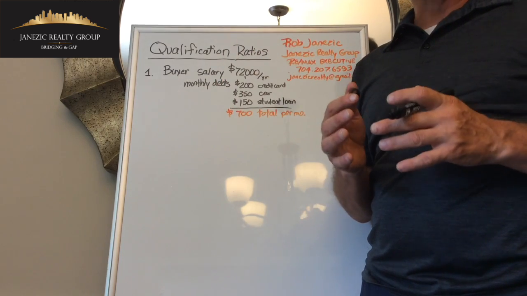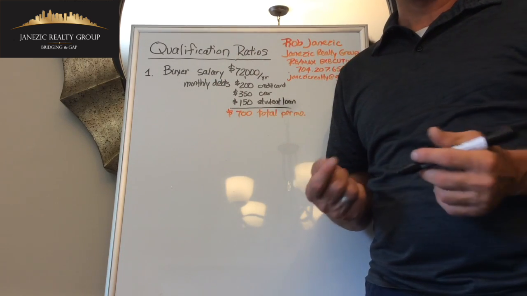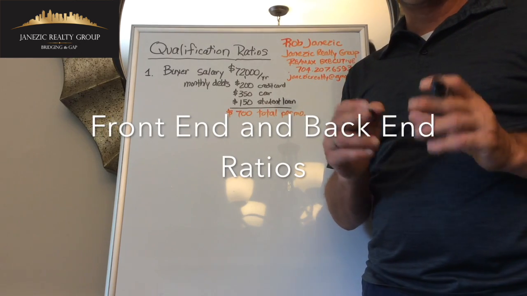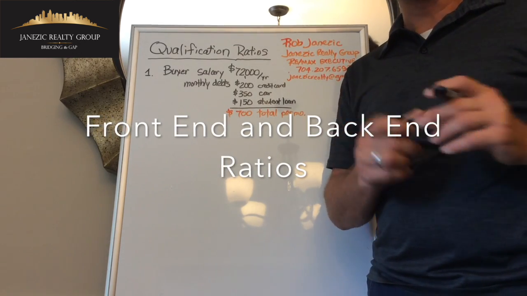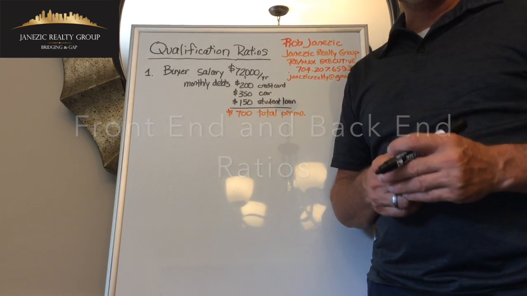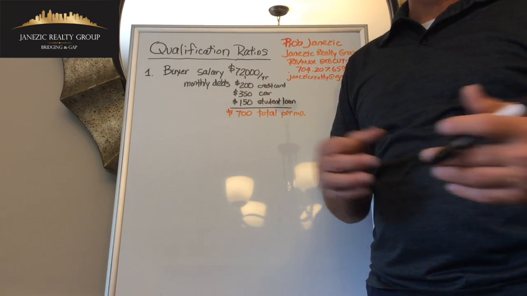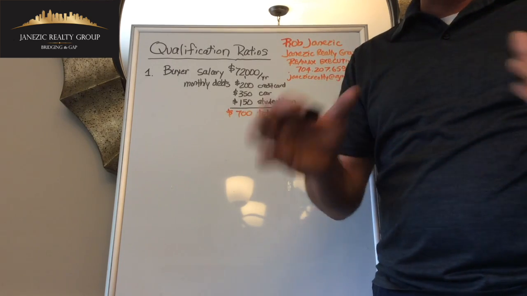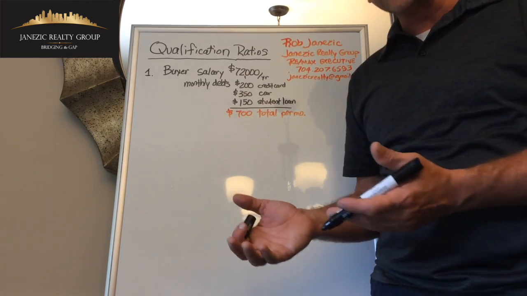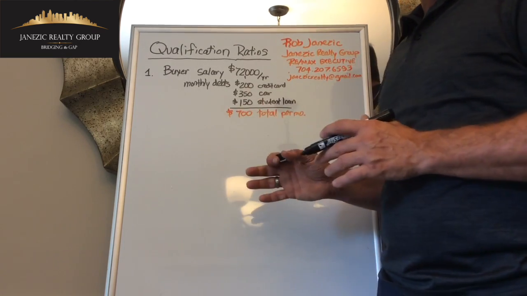We're going to distill it down to just two ratios, a front end ratio and a back end ratio, two independent tests that will determine how much income one needs or how much they can afford based on a given income. So again, going back in the home buying process, before you go shopping, what should we be looking at? So that's what we're going to look at first.